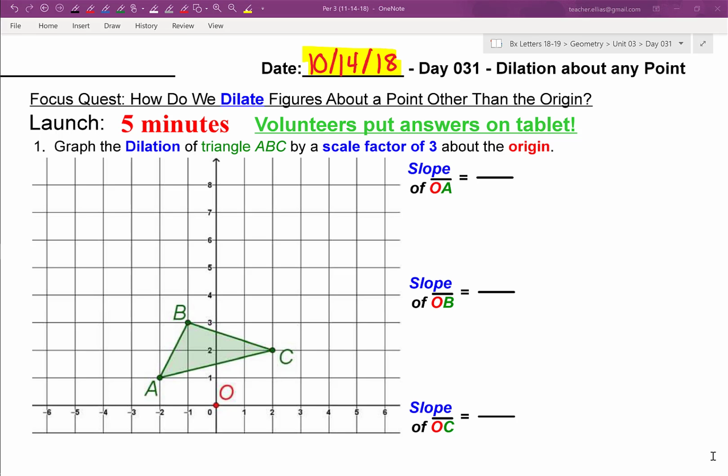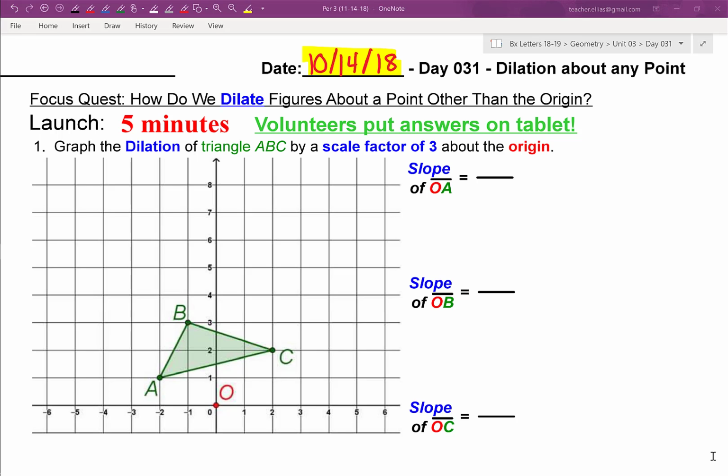Where's Tori? There he is. Good. Anybody want to put up the work? I would if I knew how to do it. I said if I knew how to do it. Yeah, you're gonna learn how to do it.